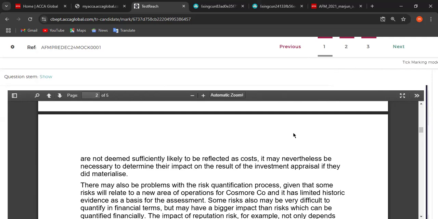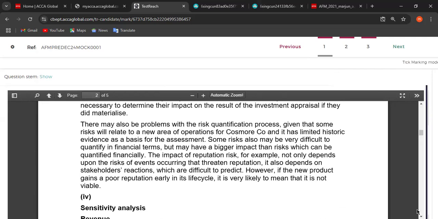So first of all, there may be a problem when assessing the risk, which risk is important and which risk is not. Then the second problem is the quantification of the risk. Given that some risk will be related to a new area of operations for Cosmore company, and it has limited historic evidence as a basis for your assessment, like this company is going to be a new manufacturer of ice cream. So how will you quantify which area is risky for that as compared to a business which is already doing this business from years ago?